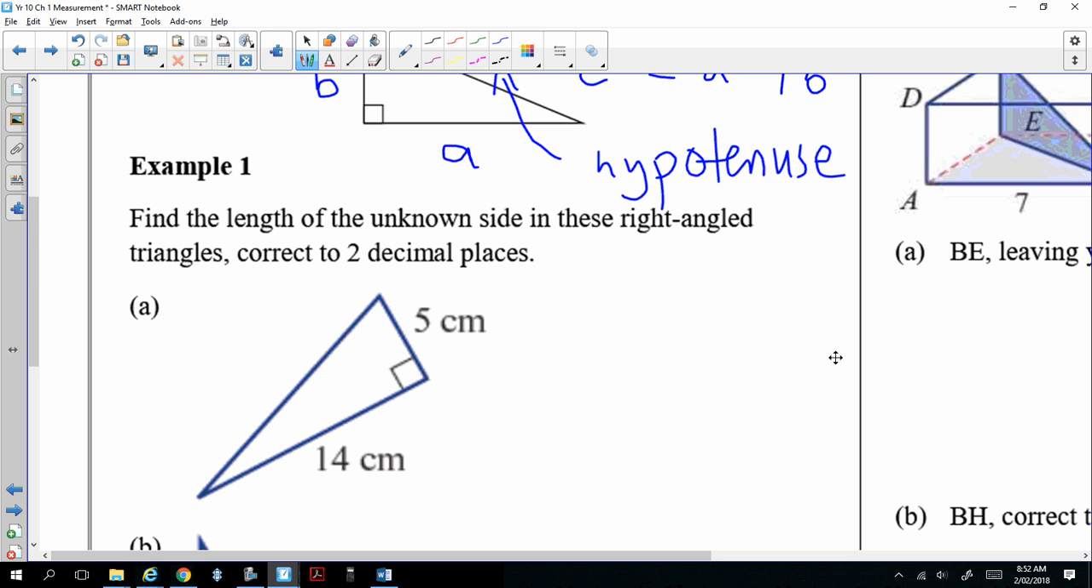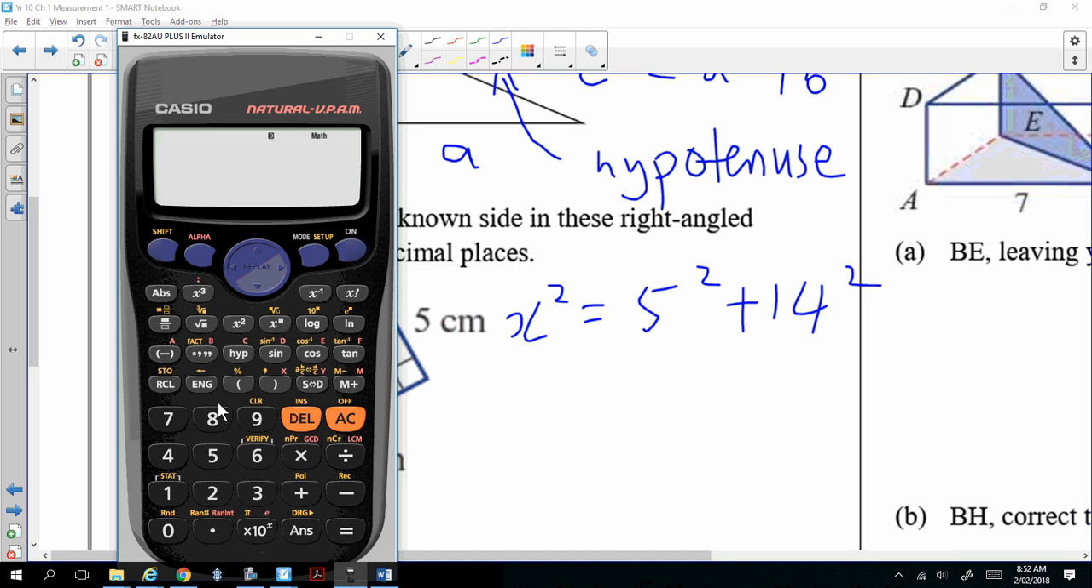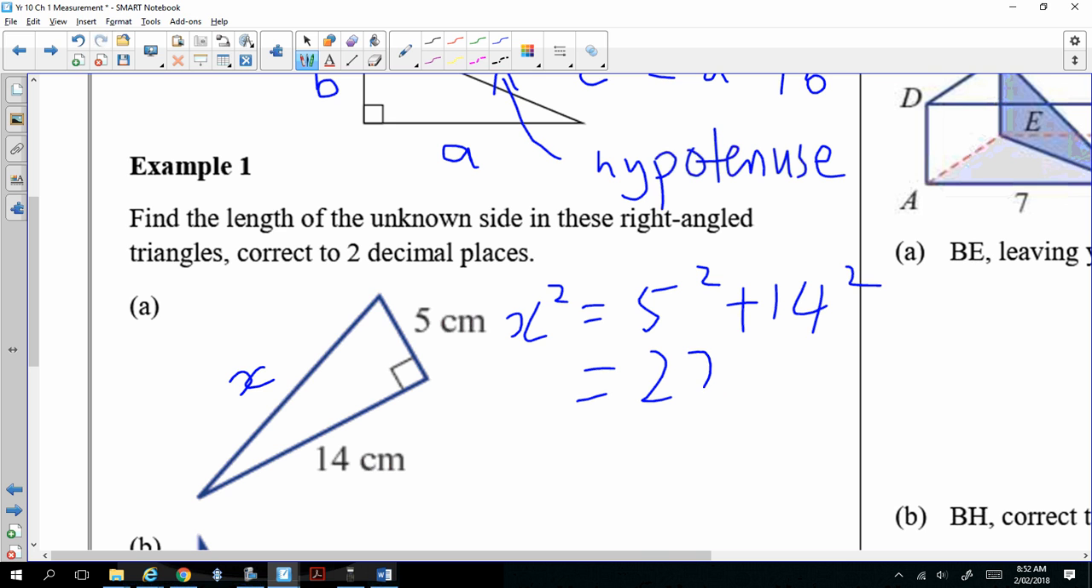For example, in this question, we're going to work out the hypotenuse x. So you do x squared equals 5 squared plus 14 squared. Using your calculator, you can type it all in at once. So you write 5 squared plus 14 squared. Okay, 221. And then to find x, it's the square root of 221.